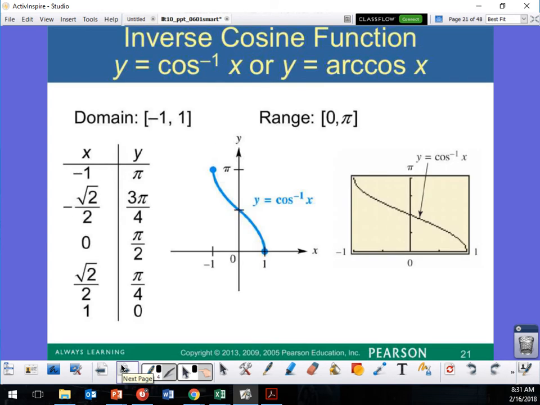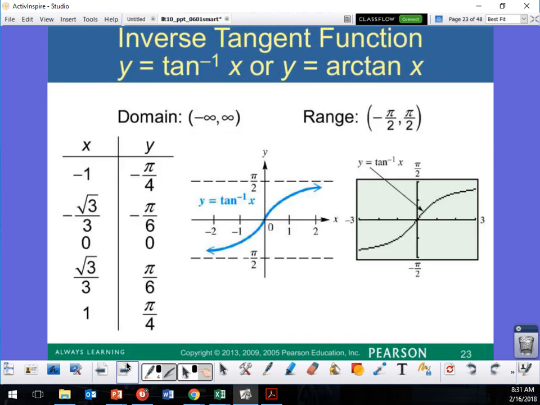Okay, so again, domain. The biggest numbers I can get there are going to be from -1 to 1. And my range is 0 to pi. Tangent: domain is -infinity to +infinity, so it's all of it.